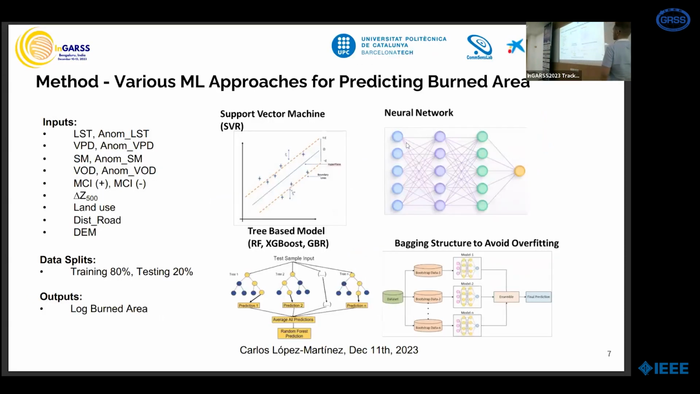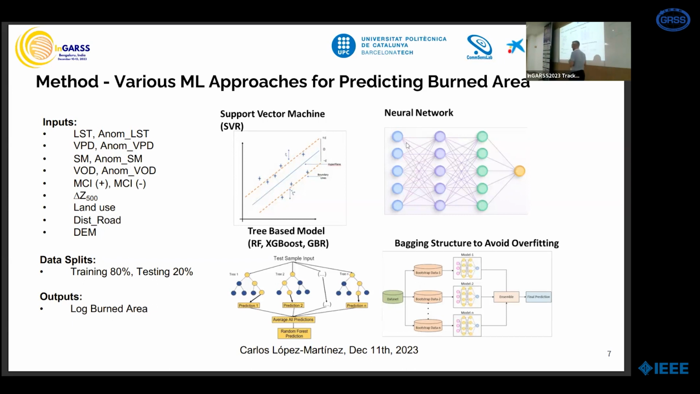In which tool are we using that? We are using different variables: classical land surface temperature, vapor pressure deficit, soil moisture, BOD, et cetera. Of course, the information about the jet stream. We are using the classical division, training 80%, testing 20%. And of course, our output, the variable we want to predict, is the extension of the fire.